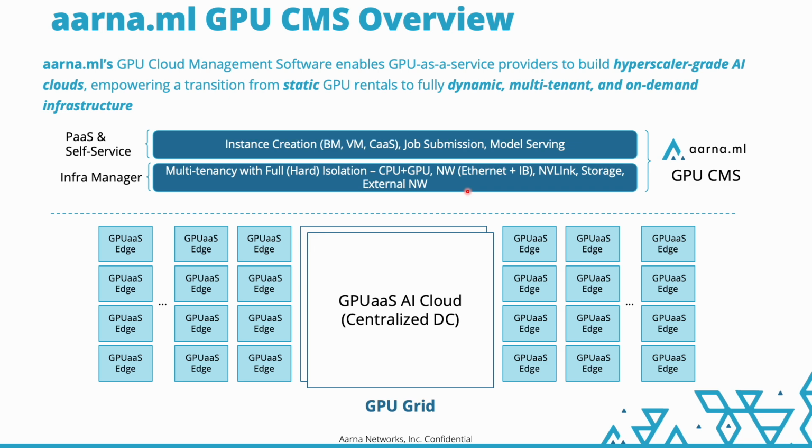And once we have achieved this hard isolation, how to monetize is what this PaaS and self-service layer enables. The mechanisms that we allow for monetization by the end consumers are through consumption of this infrastructure in various ways, which could be bare metal as a service, VM as a service, PaaS, platform as a service, along with job submissions and model inferencing kinds of services.